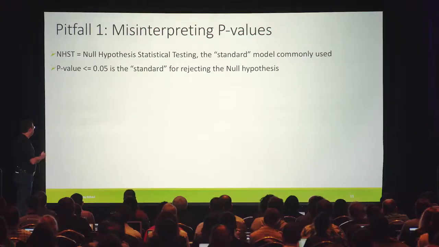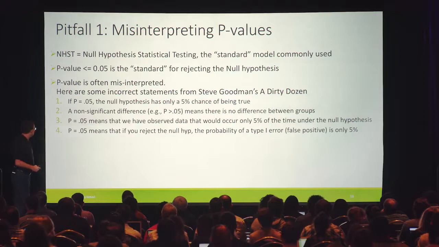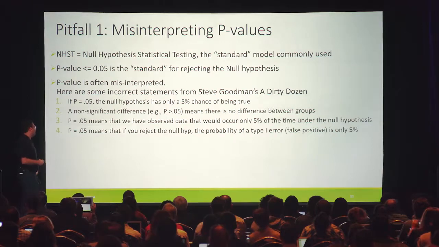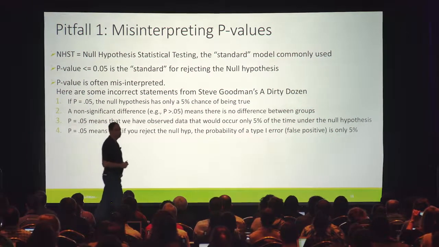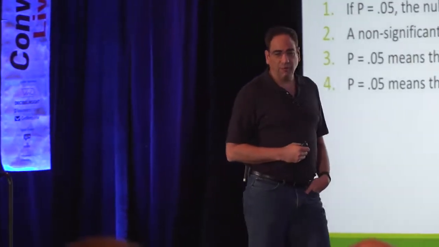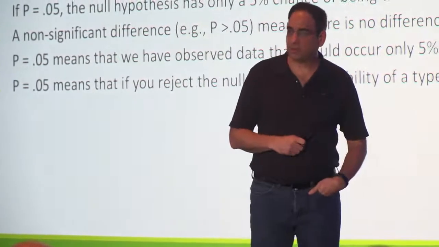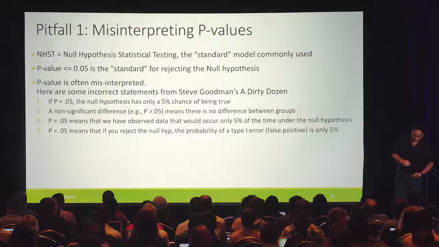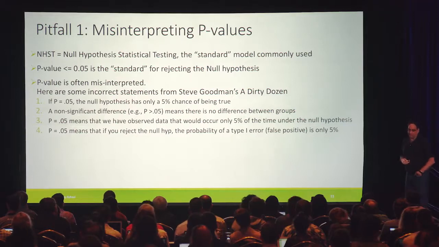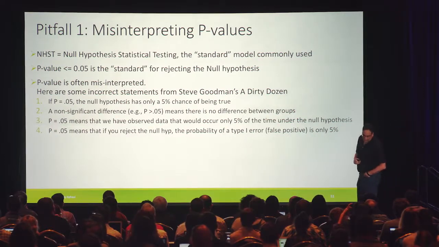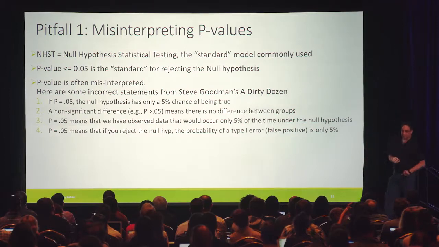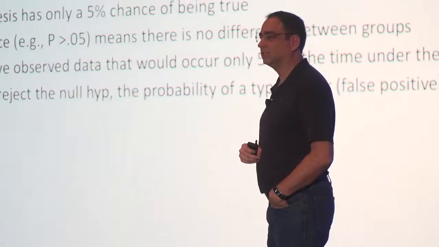And the problem is most people don't understand what it means. So let's look at some misinterpretations. One, if p is equal to 0.05, the null hypothesis has only a 5% chance of being true. This is incorrect. If you have a non-significant difference, a flat result, p-value greater than 0.05, there is no difference between the groups. That is not true either. P equals 0.05 means that we have observed data that would only occur 5% of the time under the null. That is not correct either. And then if p is equal to 0.05, if you reject the null hypothesis, the probability of a type 1 error or a false positive is only 5%.